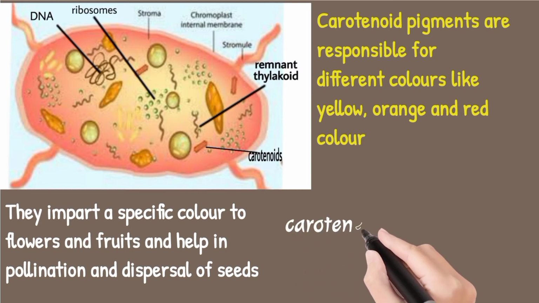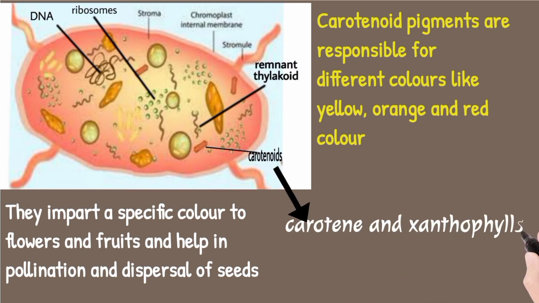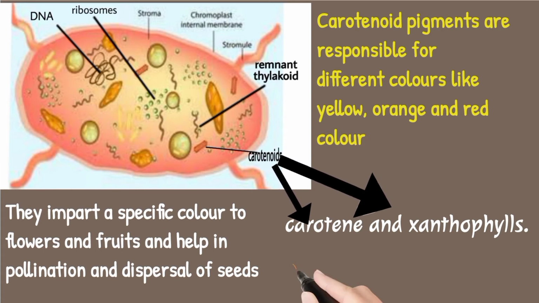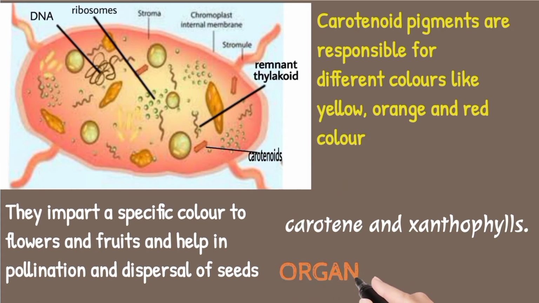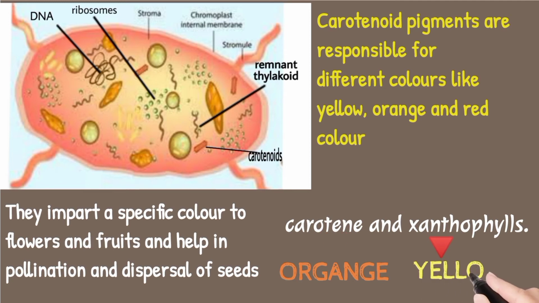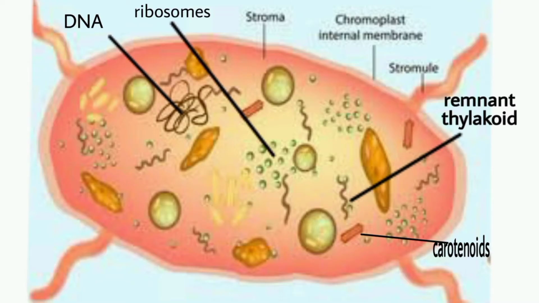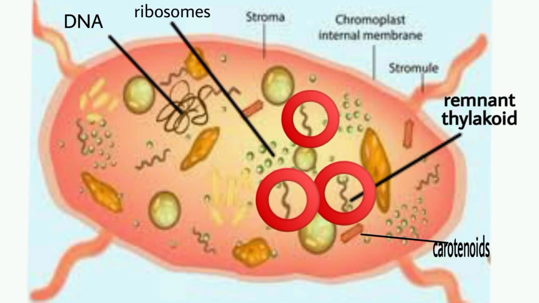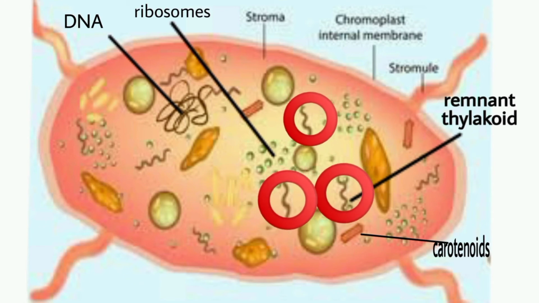The pigment carotenoid has two groups, carotene and xanthophyll. Carotene is responsible for the orange color, while xanthophyll gives the yellow color. Now here you see, can you see these structures? These are the remnant thylakoids. Now let me tell you what are these.